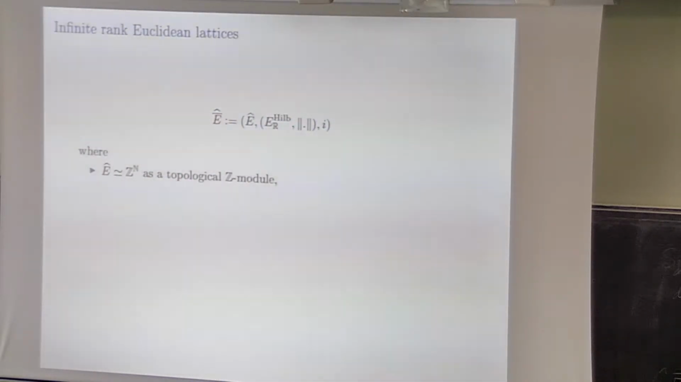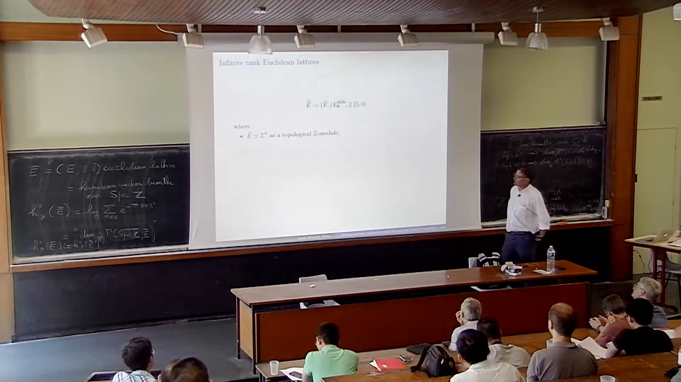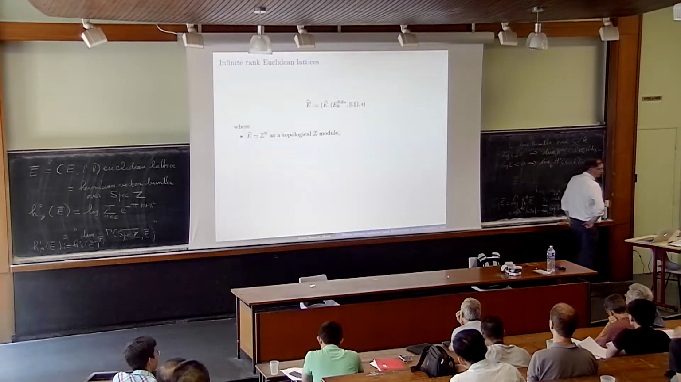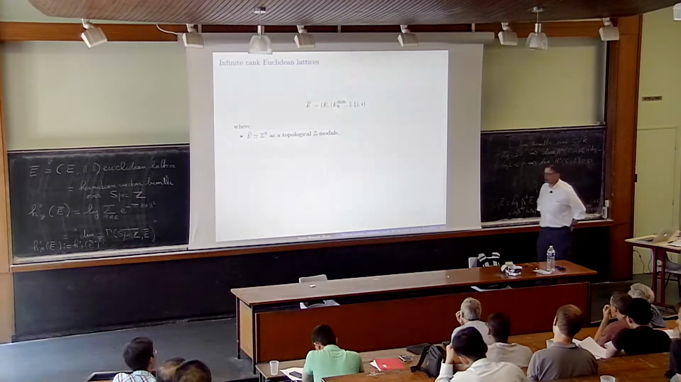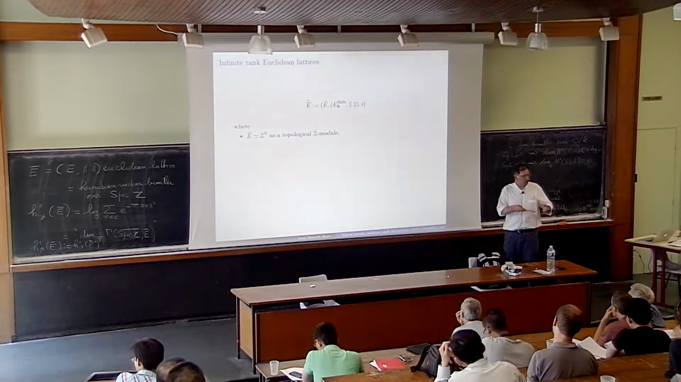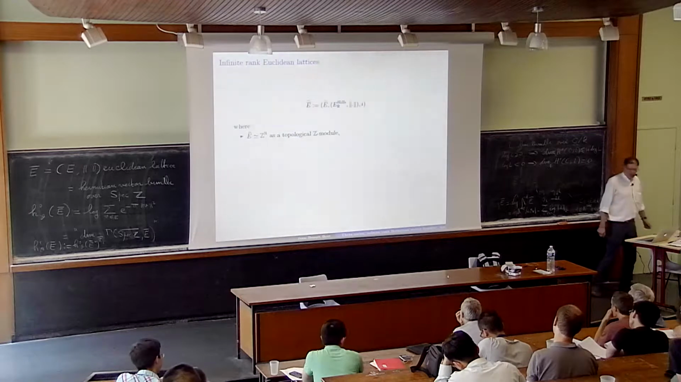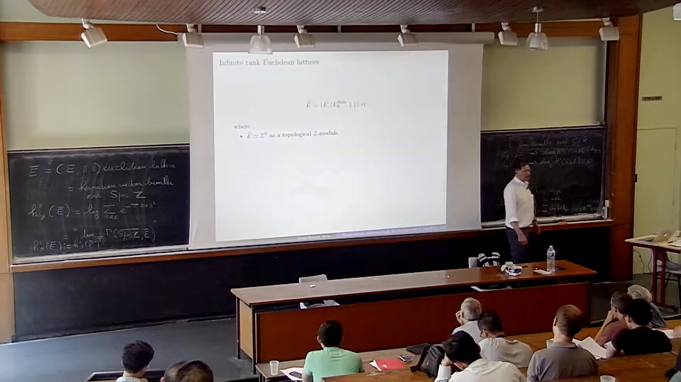First thing, E hat will be a Z-module equipped with some topology, which, as a topological Z-module, is isomorphic to Z to the power N: the space of sequences of integers equipped with the product topology, the topology of pointwise convergence of sequences. So it's a very big space. It's not a locally compact space. It's a large, complete, Polish space.